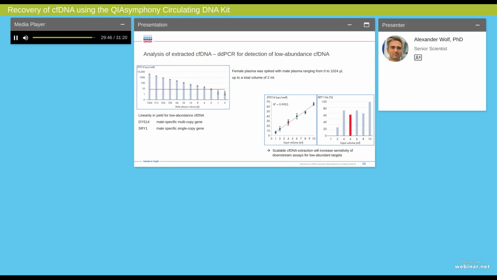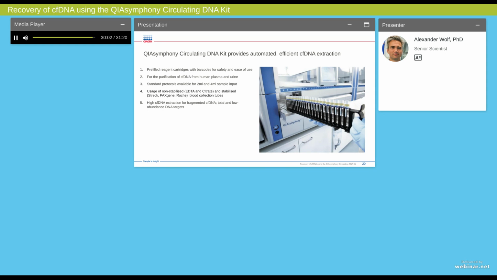Such an experimental setup is very close to the characteristics of clinical samples and therefore suitable for a sensitivity assessment of the complete workflow, which often focuses on the sensitivity of the downstream assay. These data hopefully convince you that also the choice of the cell-free DNA extraction kit and the consideration of the required sample input volume play a major role to achieve the needed overall workflow performance.